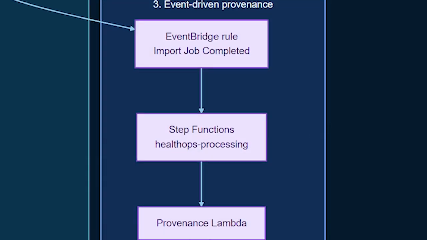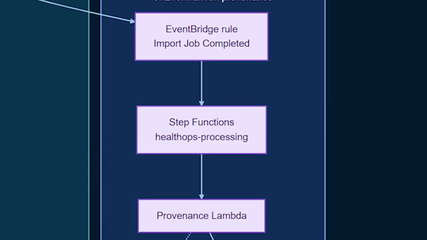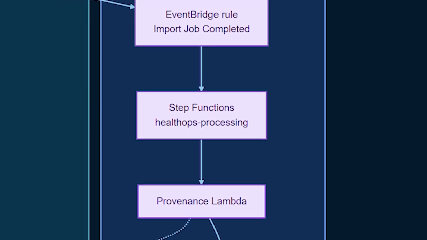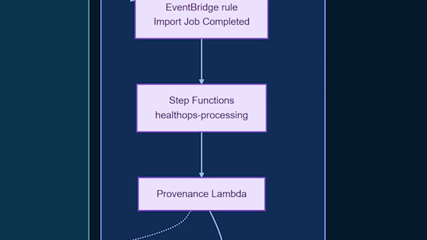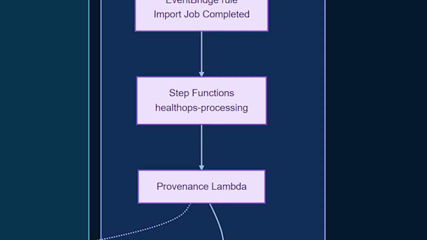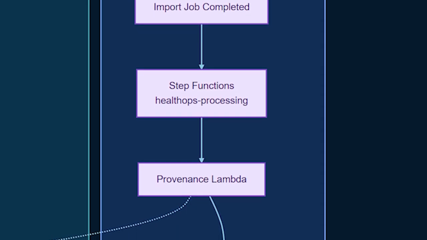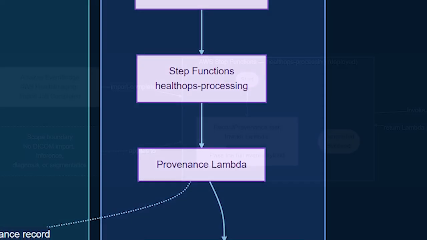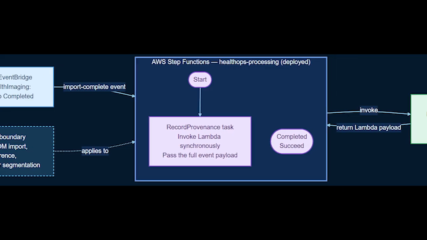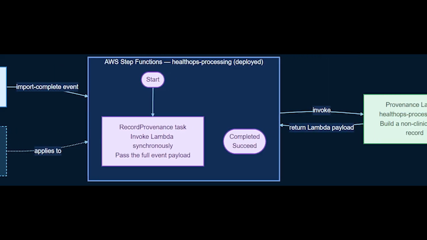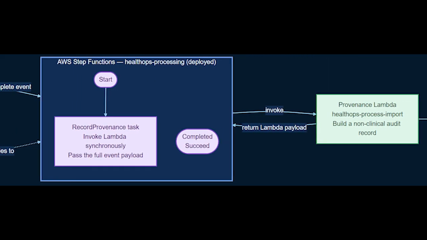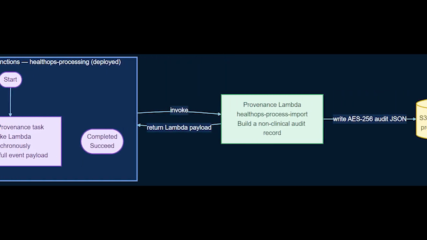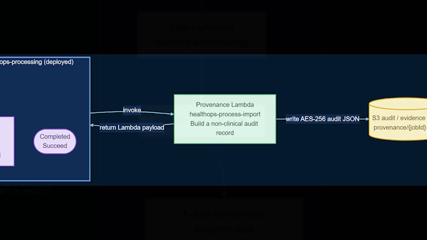Amazon EventBridge. A completed health imaging report emits an event. EventBridge decouples the imaging service from the downstream audit workflow. AWS Step Functions. Step Functions makes this operational workflow visible and traceable rather than hiding it inside an opaque background script. What it does: it receives the health imaging import complete event, runs the record provenance task, invokes the provenance Lambda with the event payload, receives the Lambda result, and ends in the completed state.